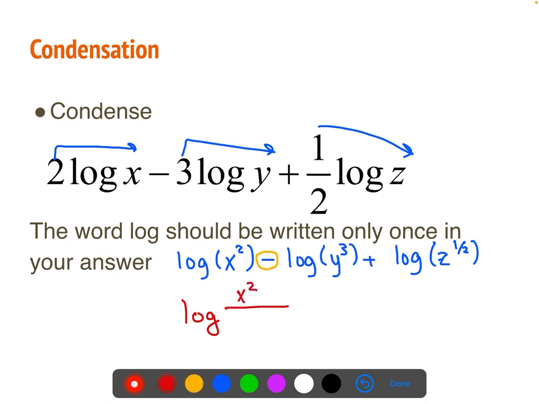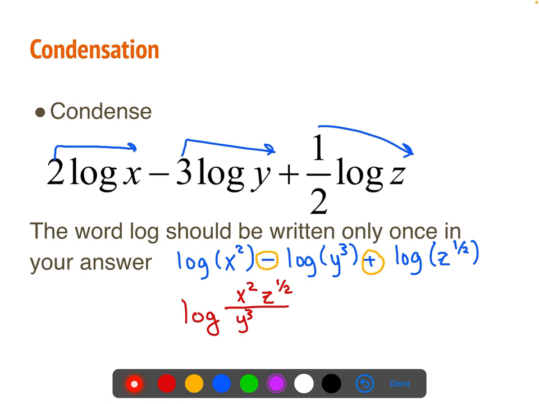The first one I see is minus. That means divide. So I've got x squared divided by y cubed. And then I have a times because I have a plus sign. So times z to the 1/2. There we go. We got him. All I did was smush it back together with a single log after I brought all the exponents back up.